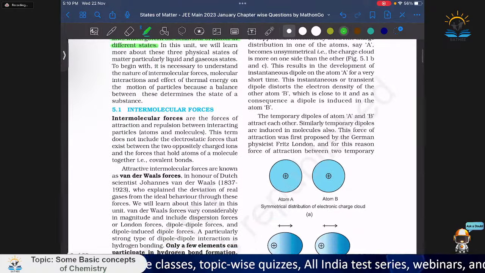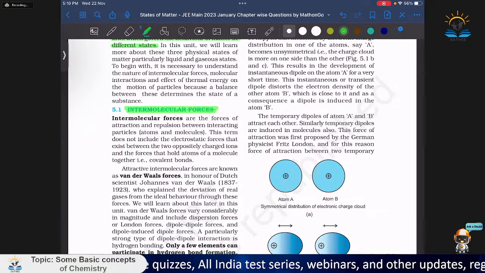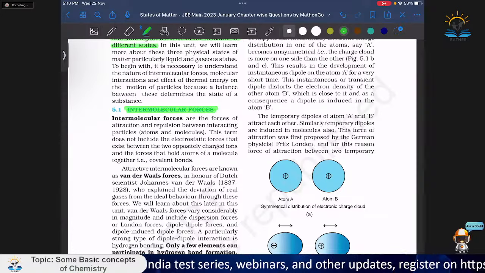intermolecular forces. This is a very important part of the chapter because this is what will decide if a matter will exist in solid, liquid, or gas: the amount of intermolecular forces. Okay.